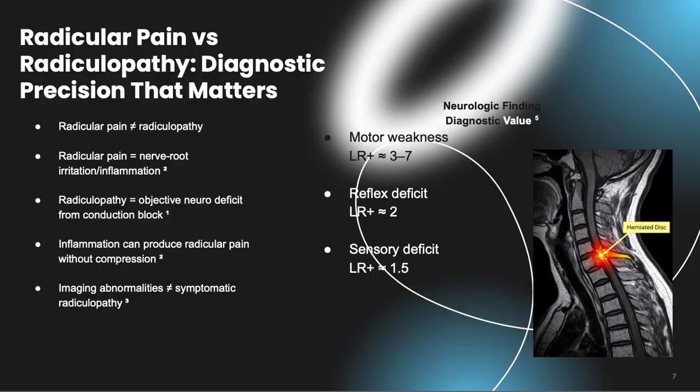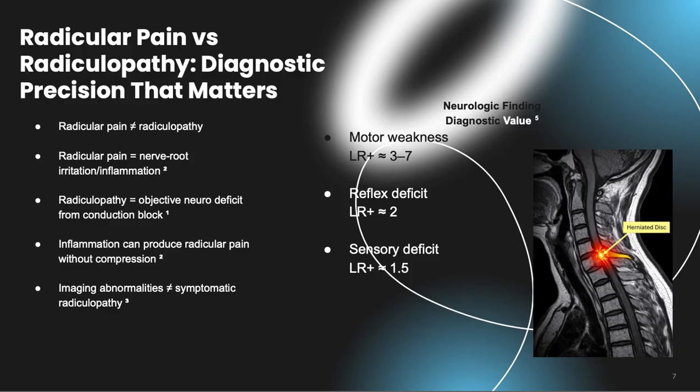Before advancing, terminology must be precise here. Finucane et al. define radicular pain as pain, quote, caused by irritation or inflammation of a spinal nerve root and does not require a neurologic deficit. This is a symptom mechanism. In contrast, Rulee and Rayner state, quote, radiculopathy refers to objective loss of sensory and/or motor function in a nerve root distribution due to nerve root compromise. That word objective here is critical. Radiculopathy reflects impaired conduction. Radicular pain does not.